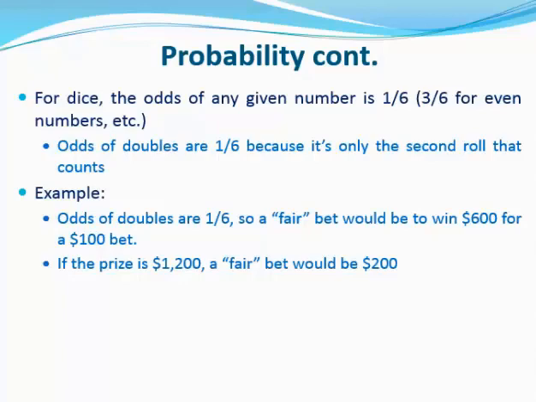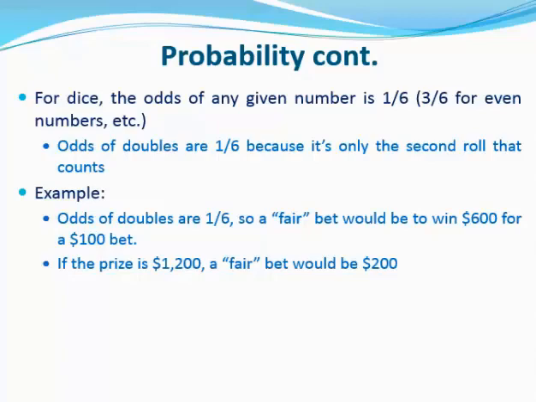So, for example, if you were playing a game and you had to put money in order to roll, and you won a certain amount of money for hitting a double, in order to be a fair game, it would have to be 6 times the amount. If you put in $100 and won $600 if you hit doubles, that would be a fair game.